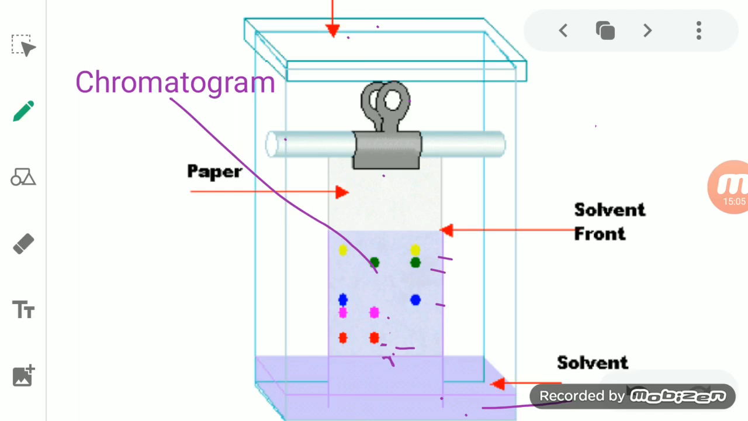Okay, so the different color spots on the chromatogram decide the number of components present in that particular dye. So this is the process of chromatography, in which we kept the chromatography paper in the chromatography jar, and from where we separate the different components from the particular dye.